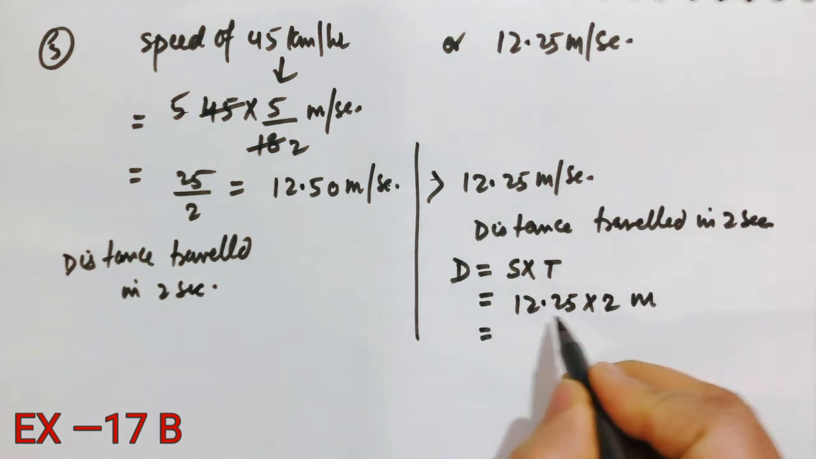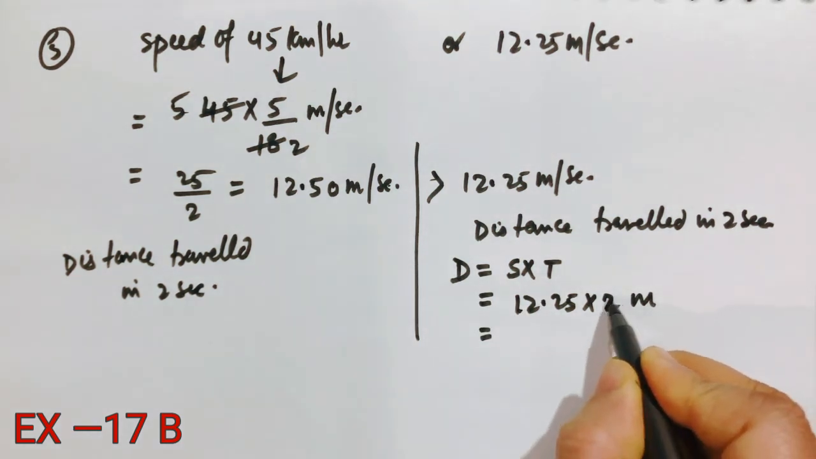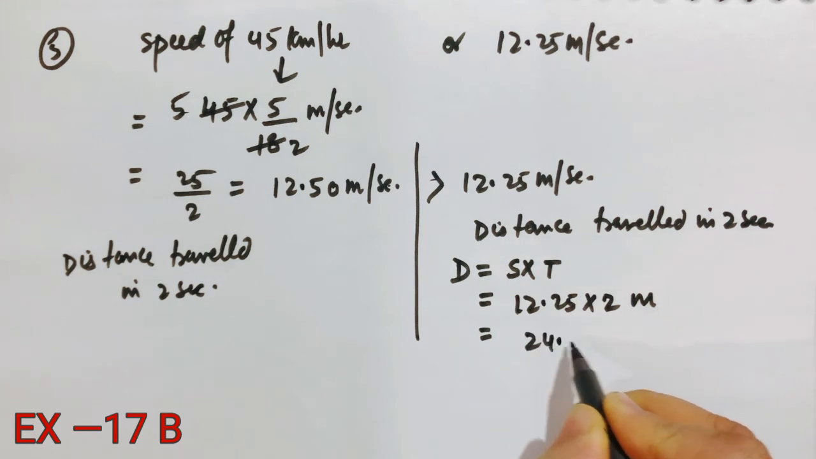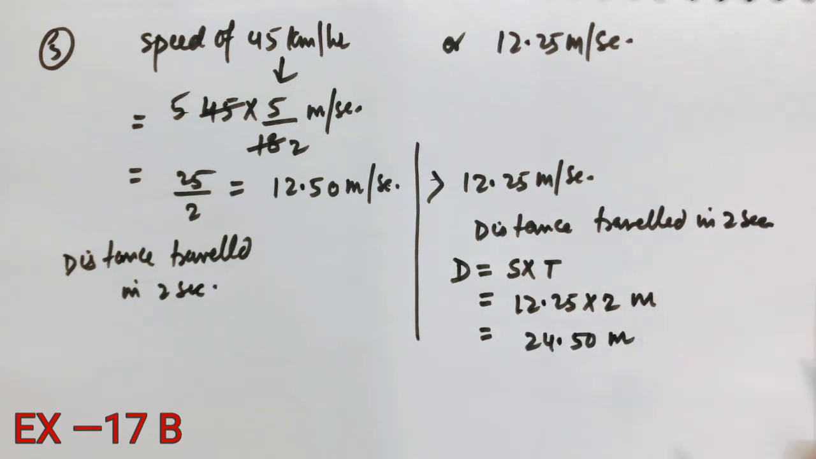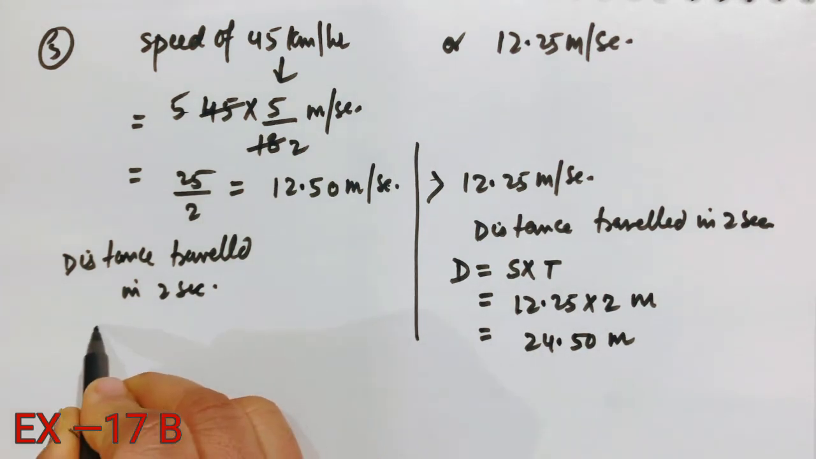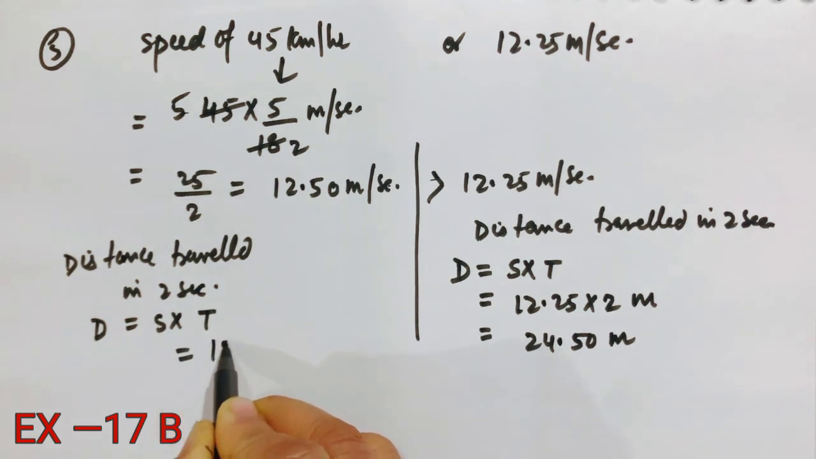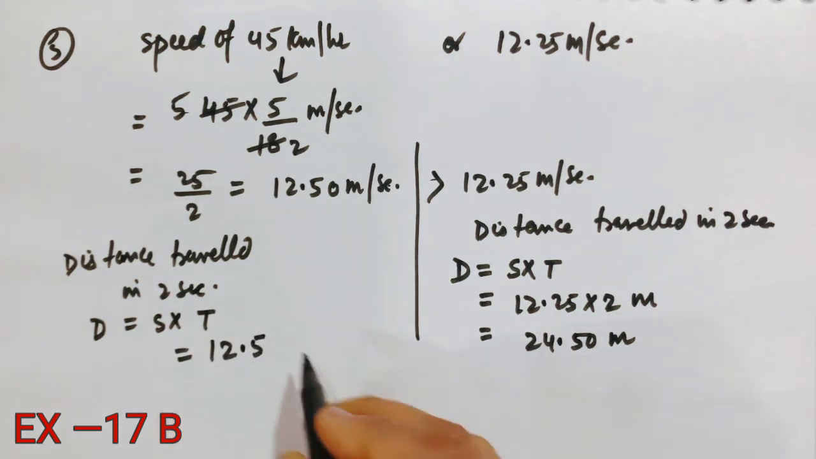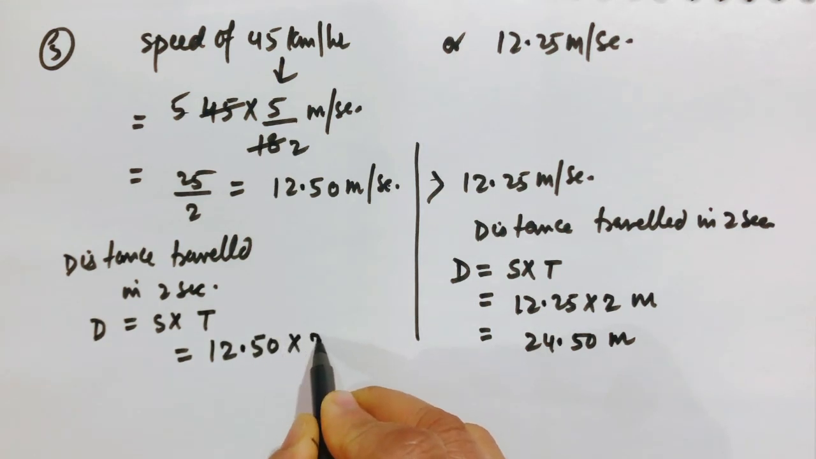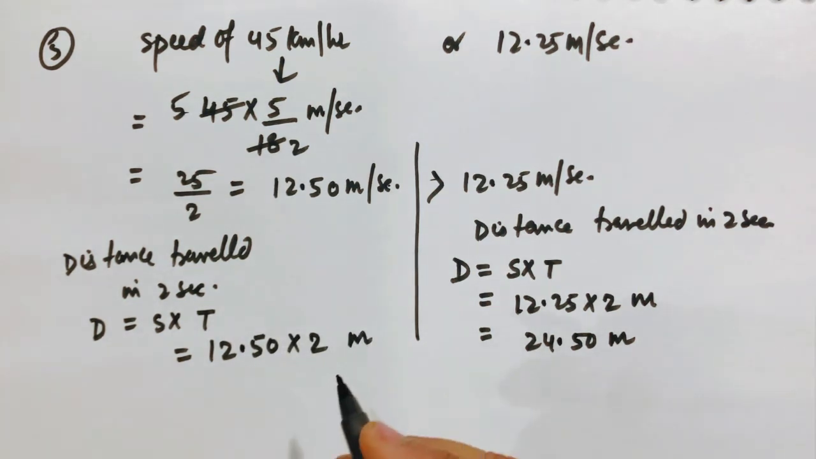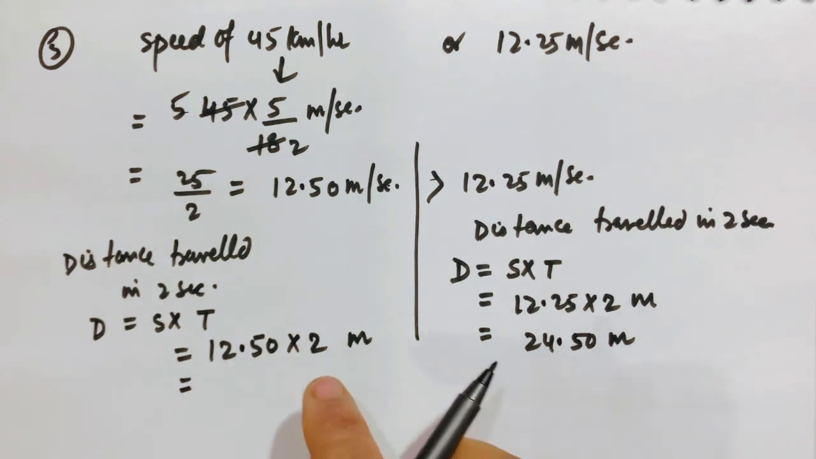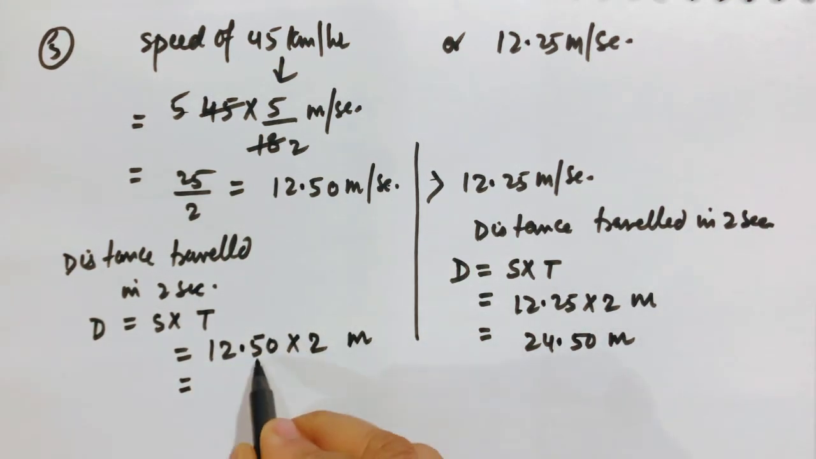Multiply करो, कितना हो गया? 12 2s are 24, 24.50 मीटर. एनी प्रॉब्लम? कोई दिक्कत नहीं है यहाँ पे. Okay, similarly over here, what will be the distance? Distance will be equal to speed into time. That is, speed है यहाँ पे 12.50 multiplied by 2. You will get your answer in meter. Let's multiply. 12 2s are 24 plus 1 will be equal to 25 meter.